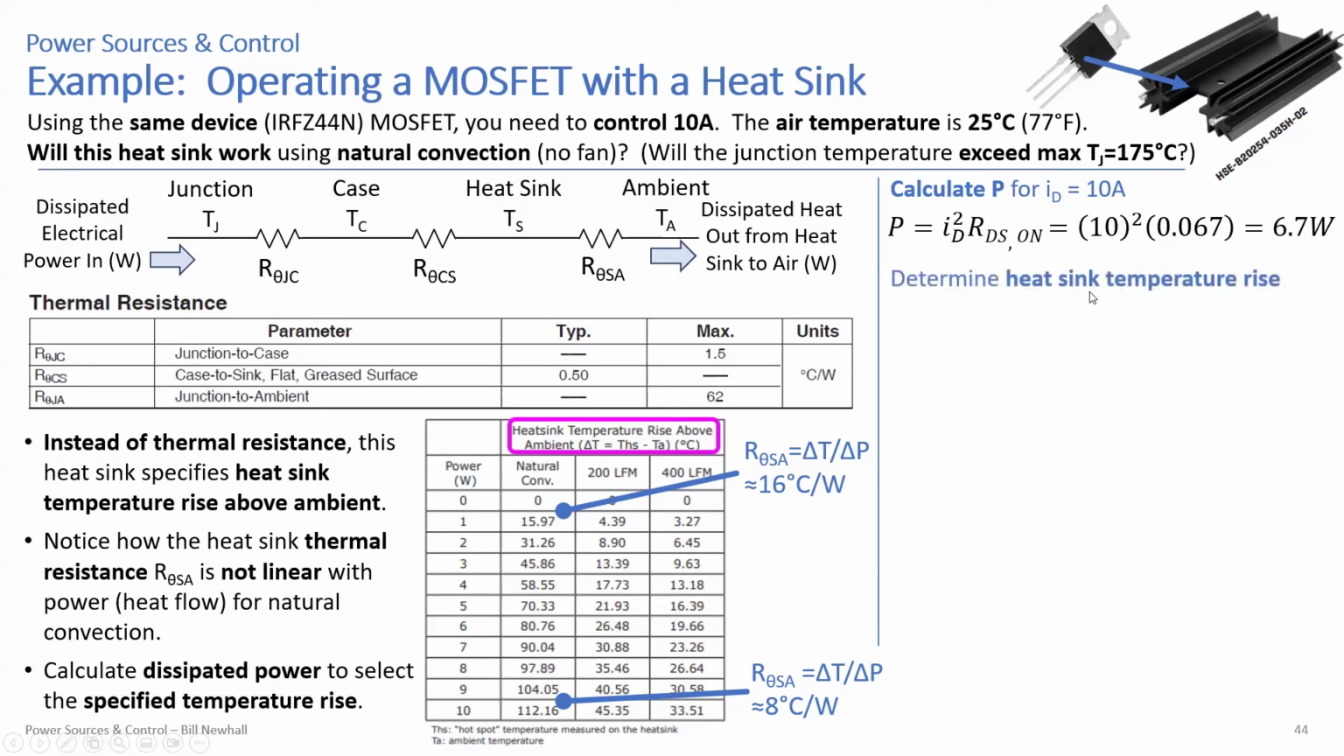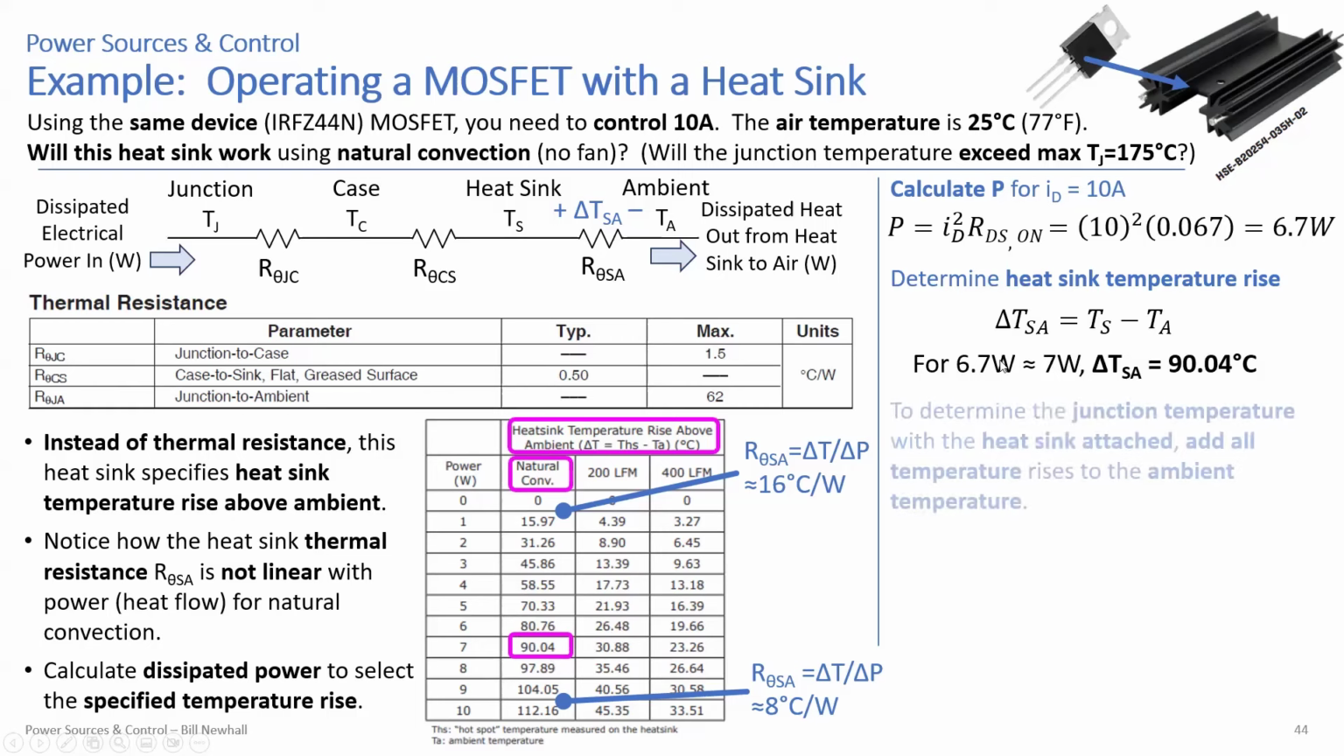Okay. And let's determine now the heat sink temperature rise. Delta TSA, from sink to ambient, is TS minus TA. And for 6.7 watts, let's call that 7 watts. If you look down here in the table, natural convection, 7 watts, 90 degrees temperature rise between sink and ambient.